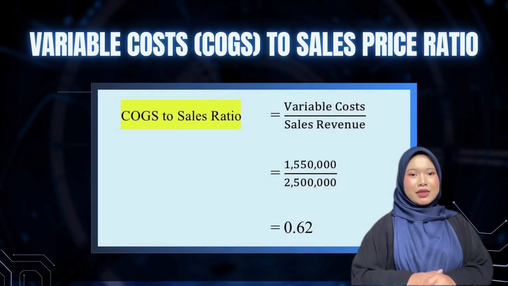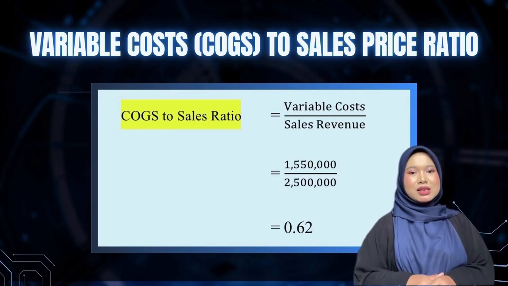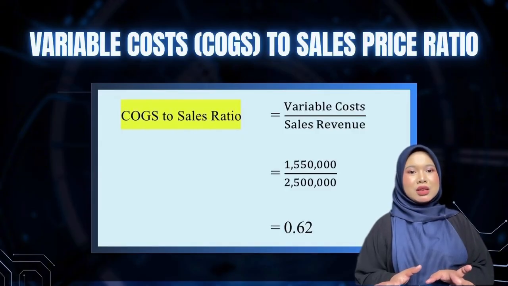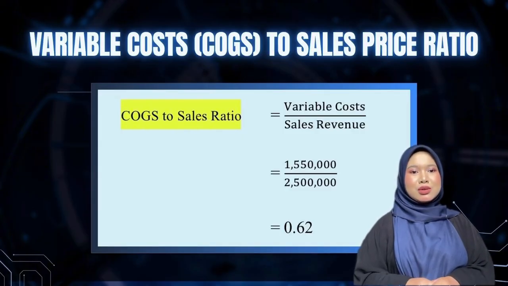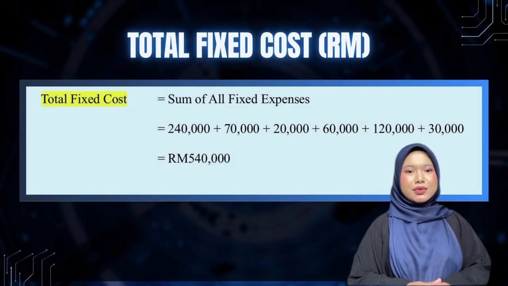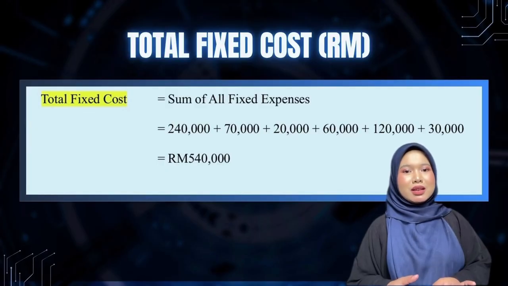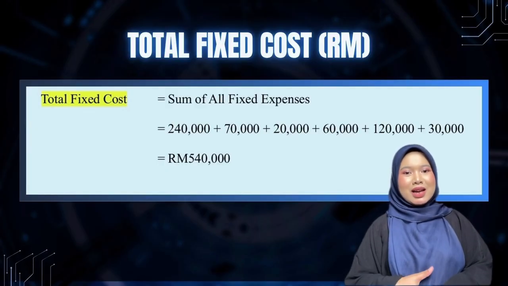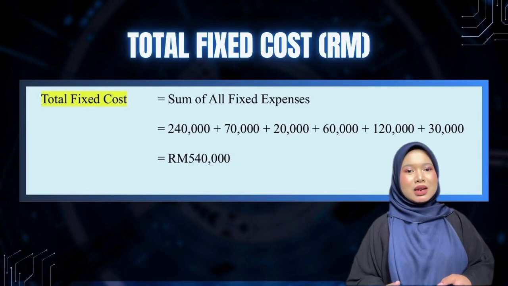For the variable cost to sales ratio, we divide variable cost by total sales, which is 1,515,000 ringgit divided by 2,500,000 ringgit equals 0.62 or 60%. And lastly, the total fixed cost is 240,000 plus 70,000 plus 20,000 plus 60,000 plus 120,000 plus 30,000 equals 540,000 ringgit. So, I will now pass it to the next speaker who will continue with the remaining CVP calculations.